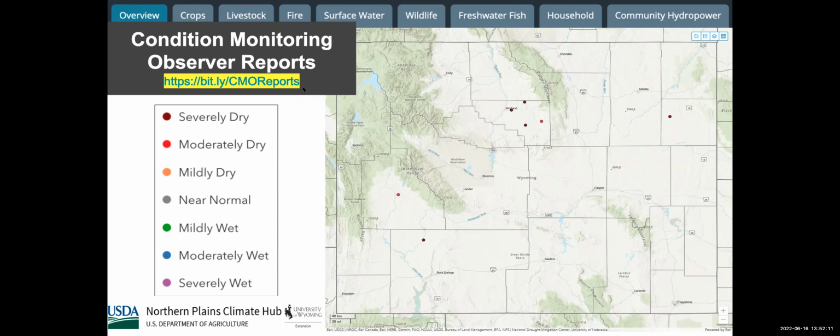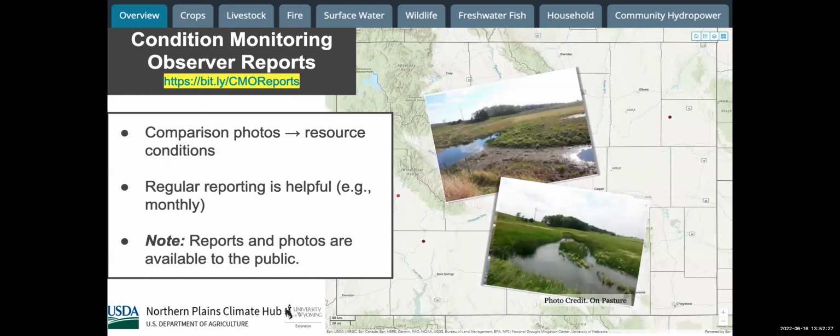Here you can submit a report detailing what you're seeing in terms of impacts in your area, in a variety of categories, such as crops, livestock, fire, surface, you can see across the top there. You can also include some photographs, which we'll see on the next slide. While a single photo does show what the current conditions are, it doesn't really tell us in absolute what's going on. It just shows what's going on at the moment. So it's really helpful if you can submit a photo of what would be considered normal conditions or some other conditions to give an idea of what the comparison is.